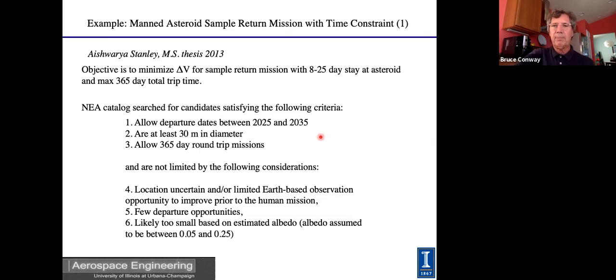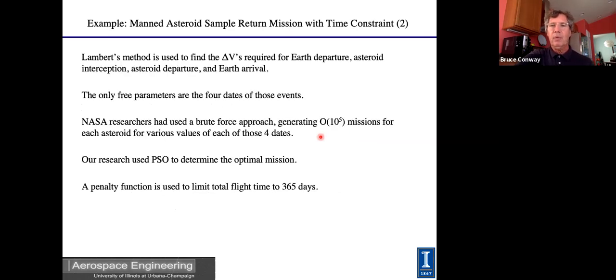And it turns out that people at NASA had done this. We found a paper where they'd done this, but they had to generate on the order of 10 to the 5th missions for each asteroid, because they looked at an astoundingly large number of possible dates for the Earth departure, the asteroid interception, then the asteroid departure or the stay time, and the Earth arrival. So there are only 4 parameters, but if you have a wide range of values for those, you have to do on the order of 10 to the 5th missions. It's a brute force approach.